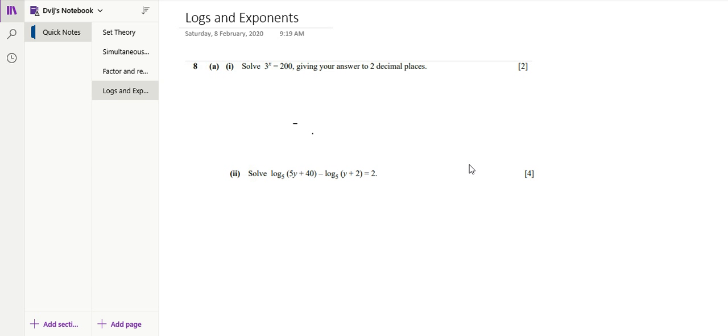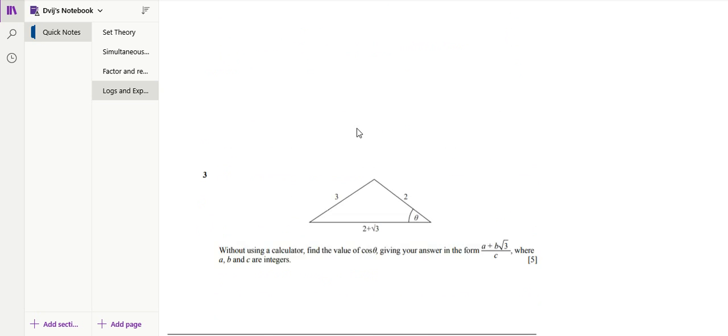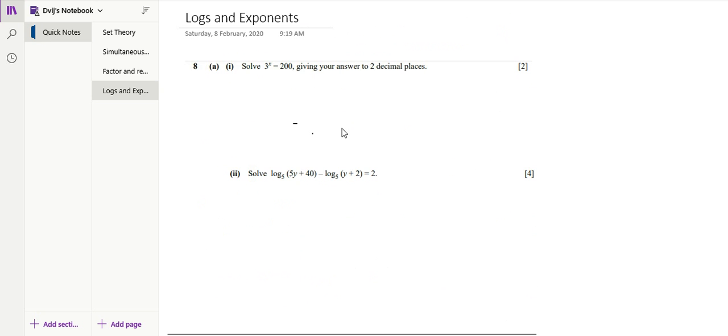Okay, so we're looking at logs and exponents today, and we have two exam questions here we're going to go through. So it shouldn't take too long. The first one is: solve 3 to the power of x is equal to 200. Now there's two ways you could do this. The first way is you could take log base 3 of both sides.